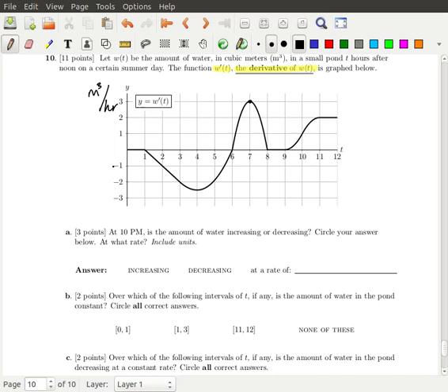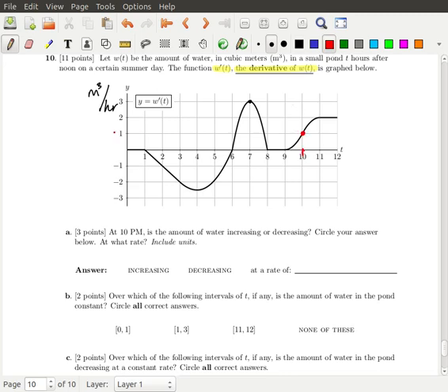Let's go ahead and move on to the problem. So at 10 p.m., is the amount of water increasing or decreasing? Circle your answer below. At what rate? Include units. So it's afternoon, so 10 p.m. is right here.